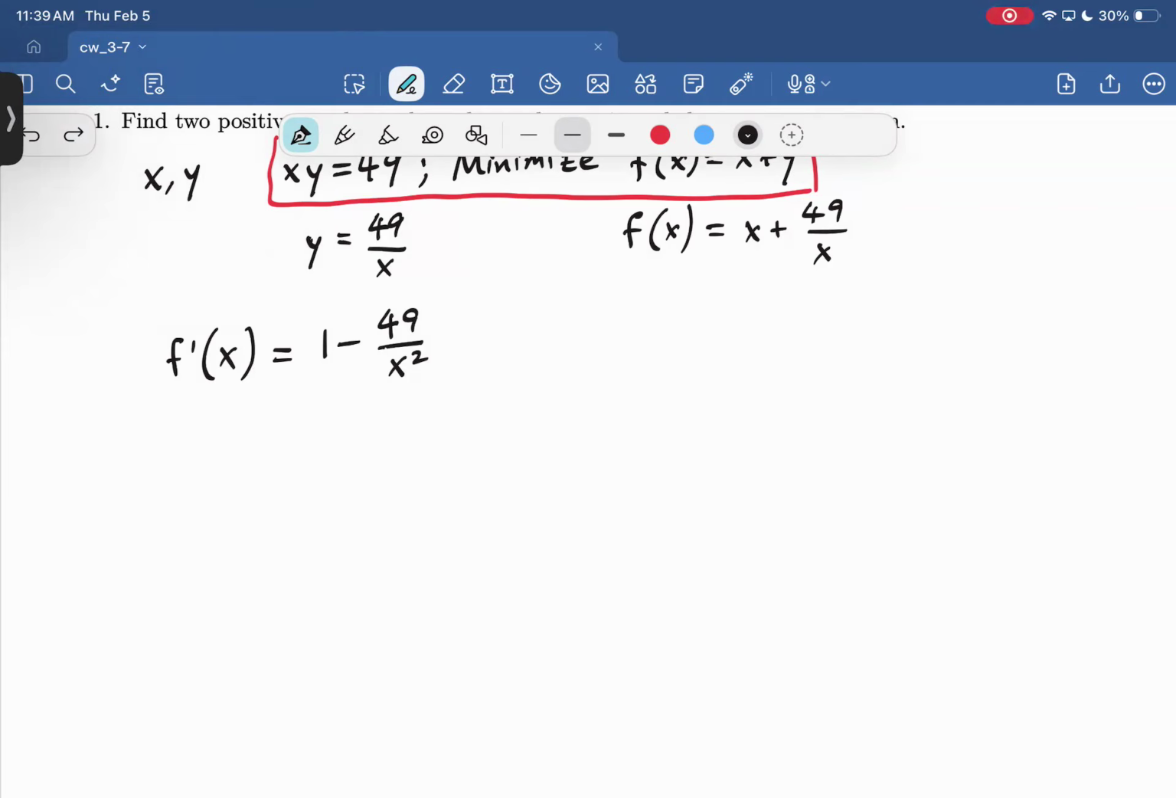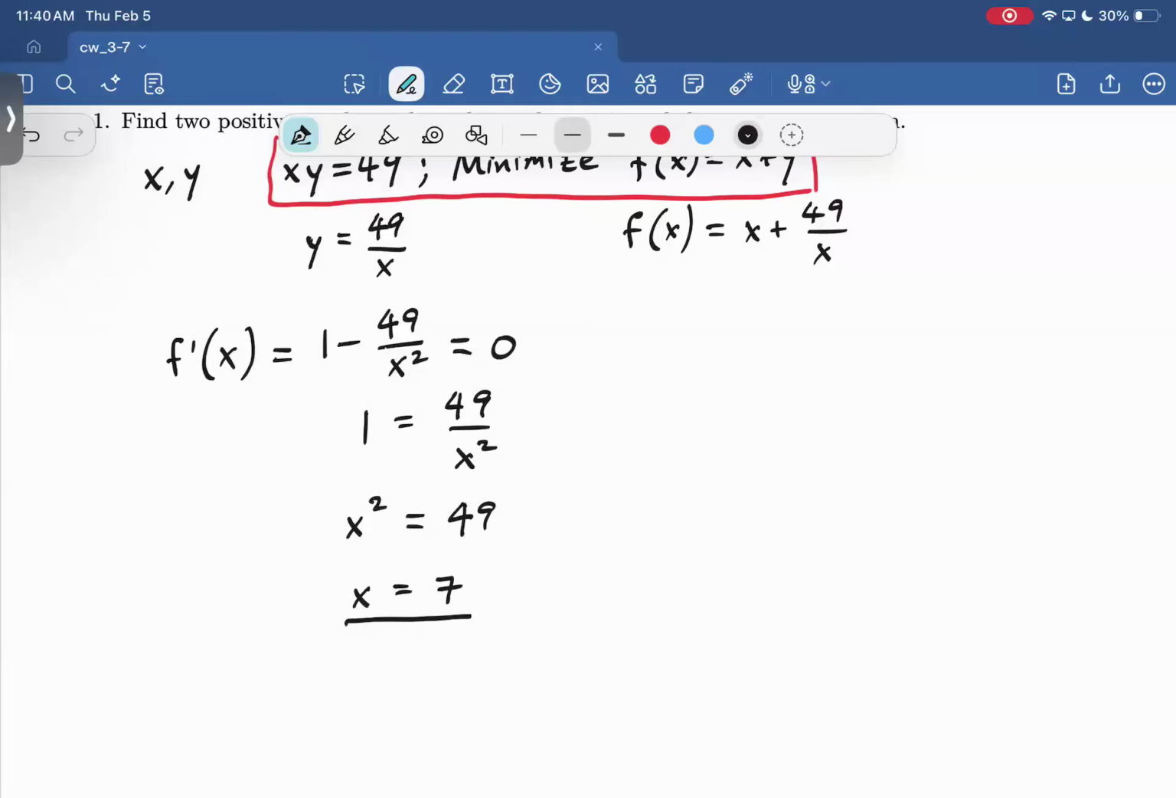Okay, so we're interested in the critical points, which means that we need to set the derivative equal to 0. And so we're trying to solve the equation 1 minus 49 over x squared equals 0. So we'll move 49 over x squared to the right side, and bring the x squared to the left side. And that's going to tell us that x equals 7. And that'll be our critical point. Questions? Just solve the equation, set equal to 0.